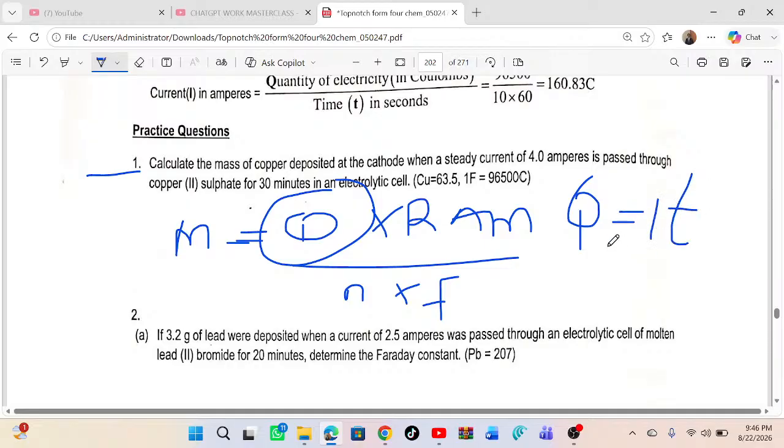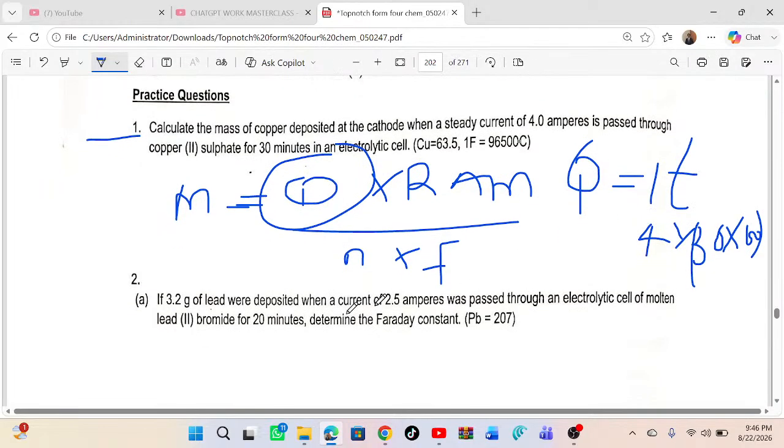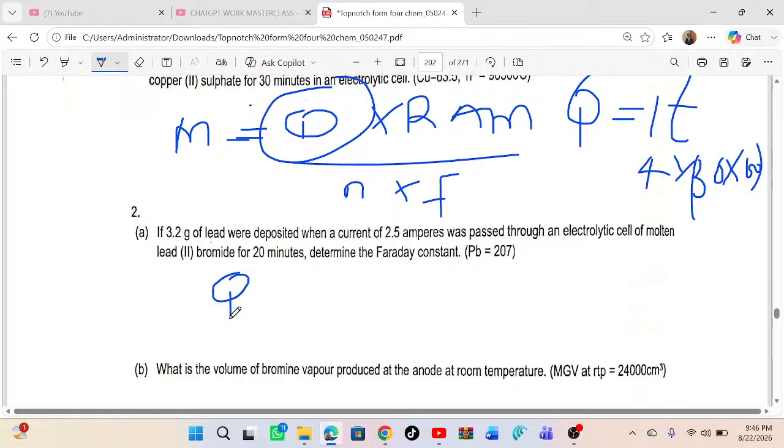So I ni ngapi? I ni 4 times time. Time ni 30 minutes times 60. Nimekuambia time must be in second. So this one will be 30 times 60 times 4. Yeah, so it will be 7,200. So our Q will be 7,200. So what will remain? RAM and N times F.